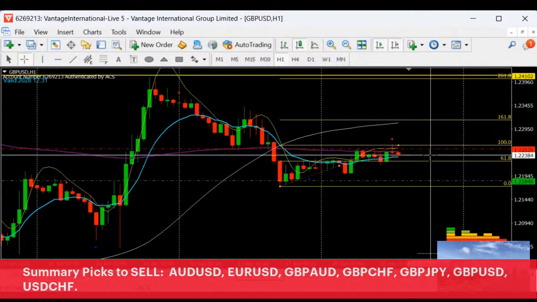I guess we have to look out for the support level, like over here, 115. One of the supports here is about 12 pips to go.